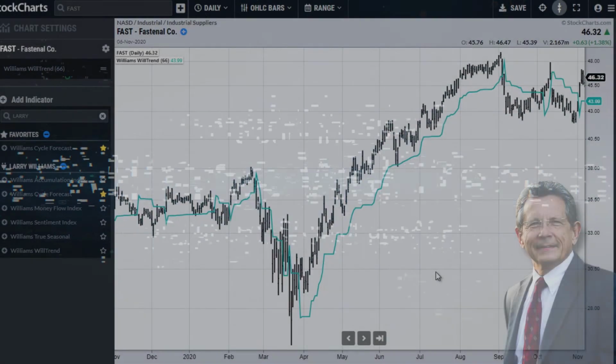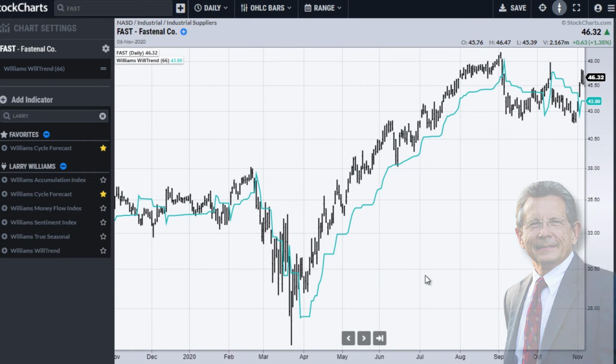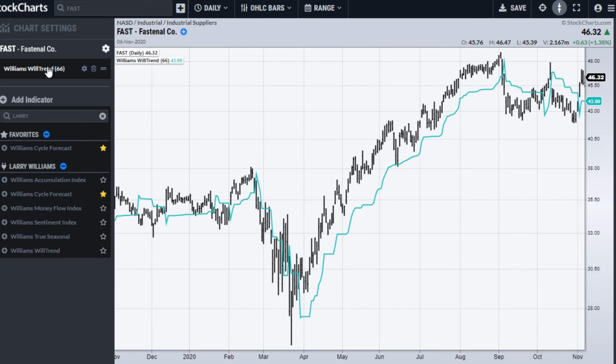This is Larry Williams, and I'd like to show you one indicator I think every trader needs, and it's now in StockCharts.com. We're looking at our Williams WillTrend Index. This is a measure of trend. When we get above, the trend has changed to the upside. It gives you lots of opportunities.